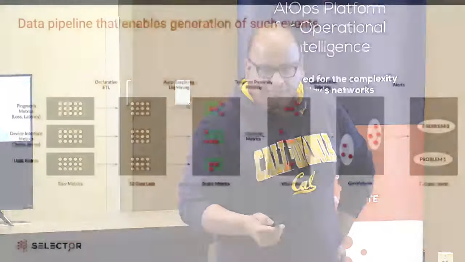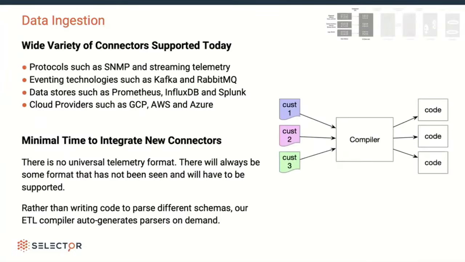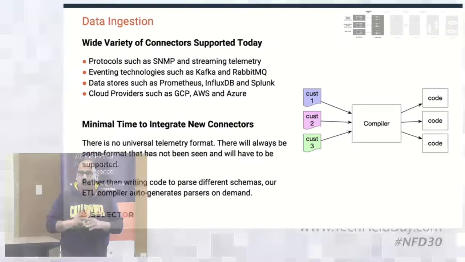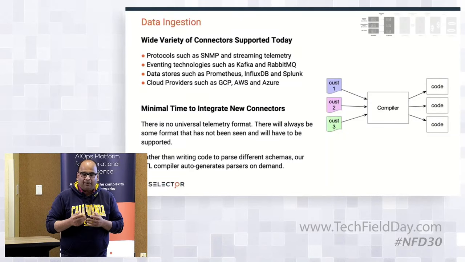So let's go through different parts of this pipeline and show what goes on. The first part is data ingestion. If you see on the top right corner, I'm walking through the pipeline and showing different aspects of the pipeline. So data ingestion has two important properties that you have to solve for.